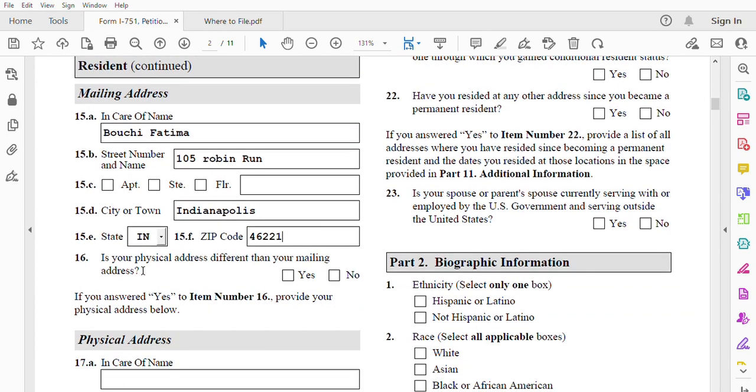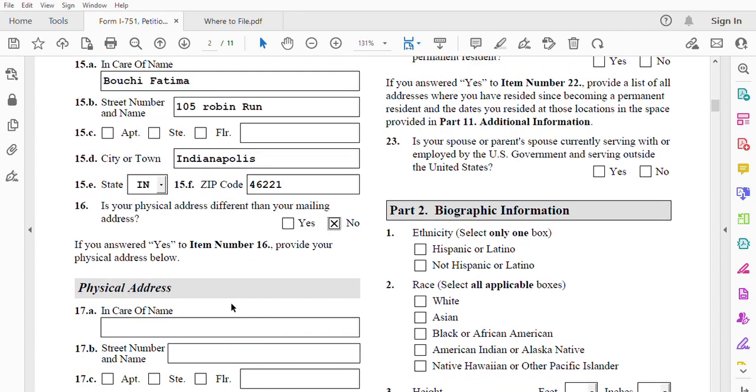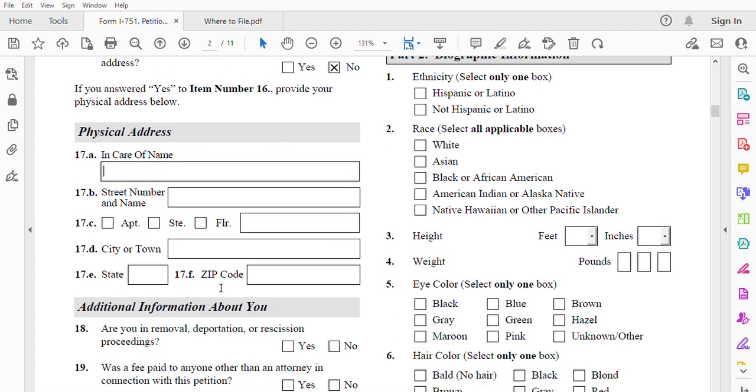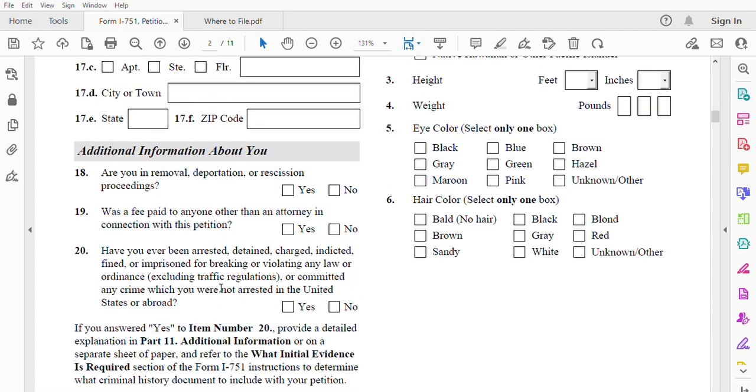Is your physical address different than your mailing address? In my case, no. If your physical address is different than the mailing address, you answer yes right here. In my case, it's the same, so it's not gonna let you answer further if you say no. But if you answer yes, it's gonna let you enter the physical address. So we're gonna go to additional information about you.